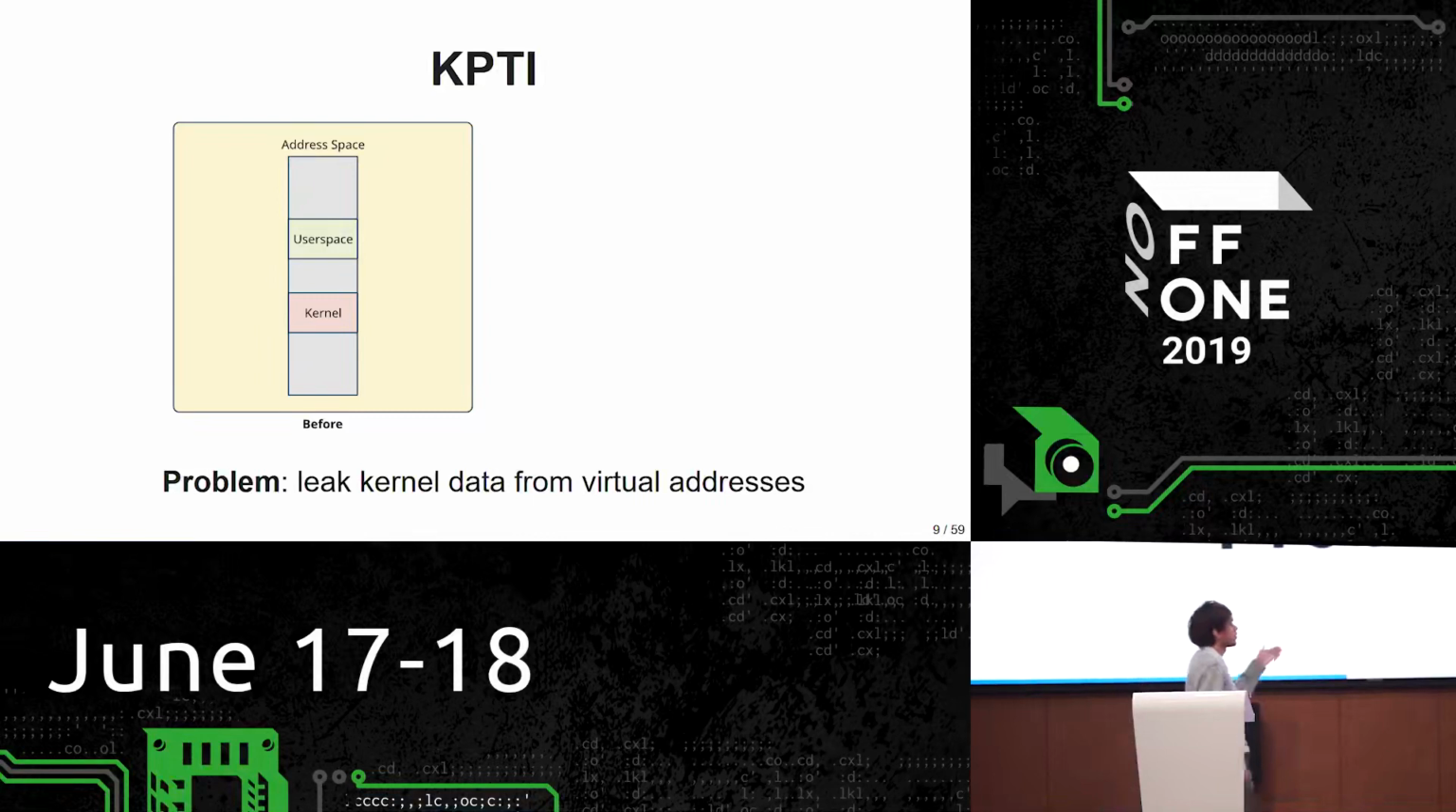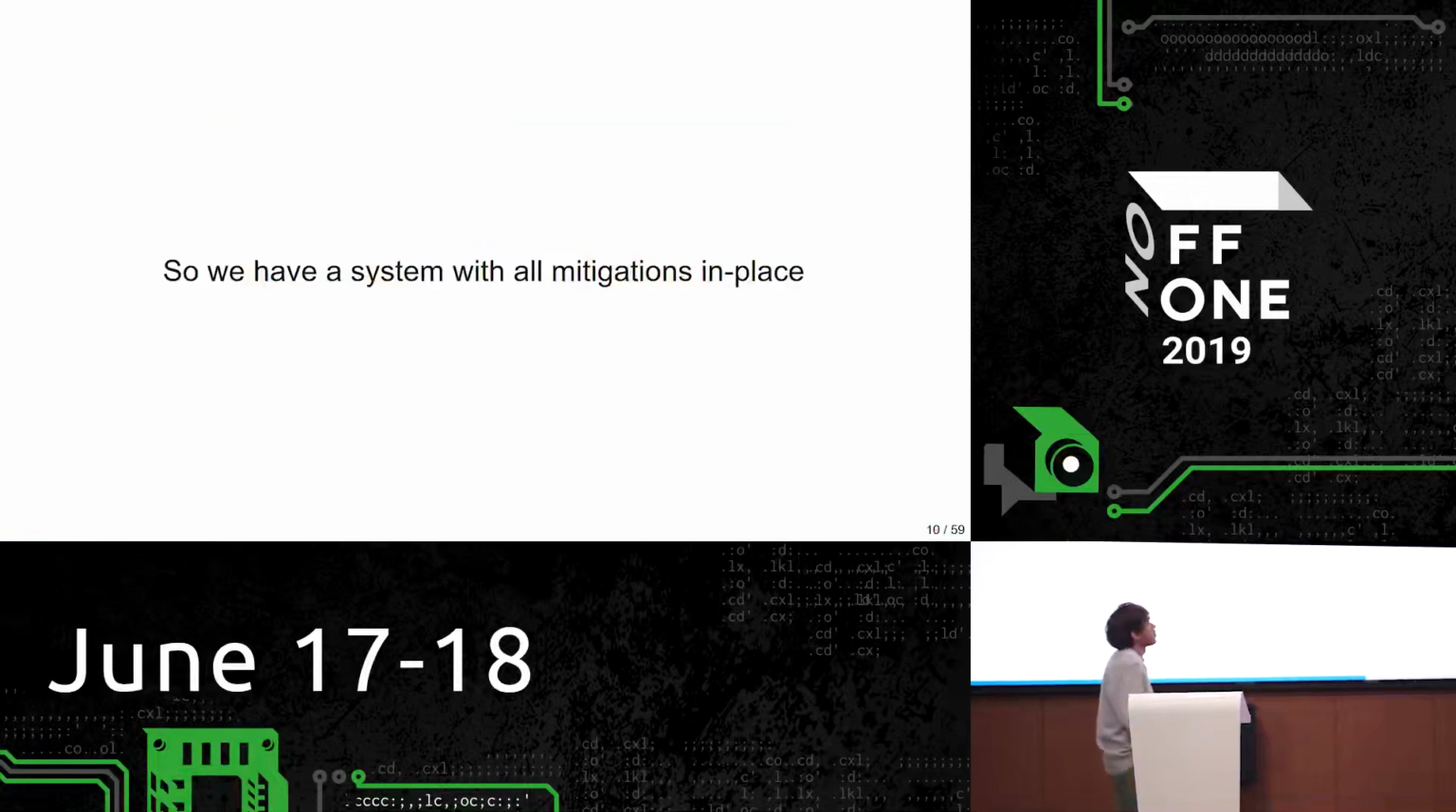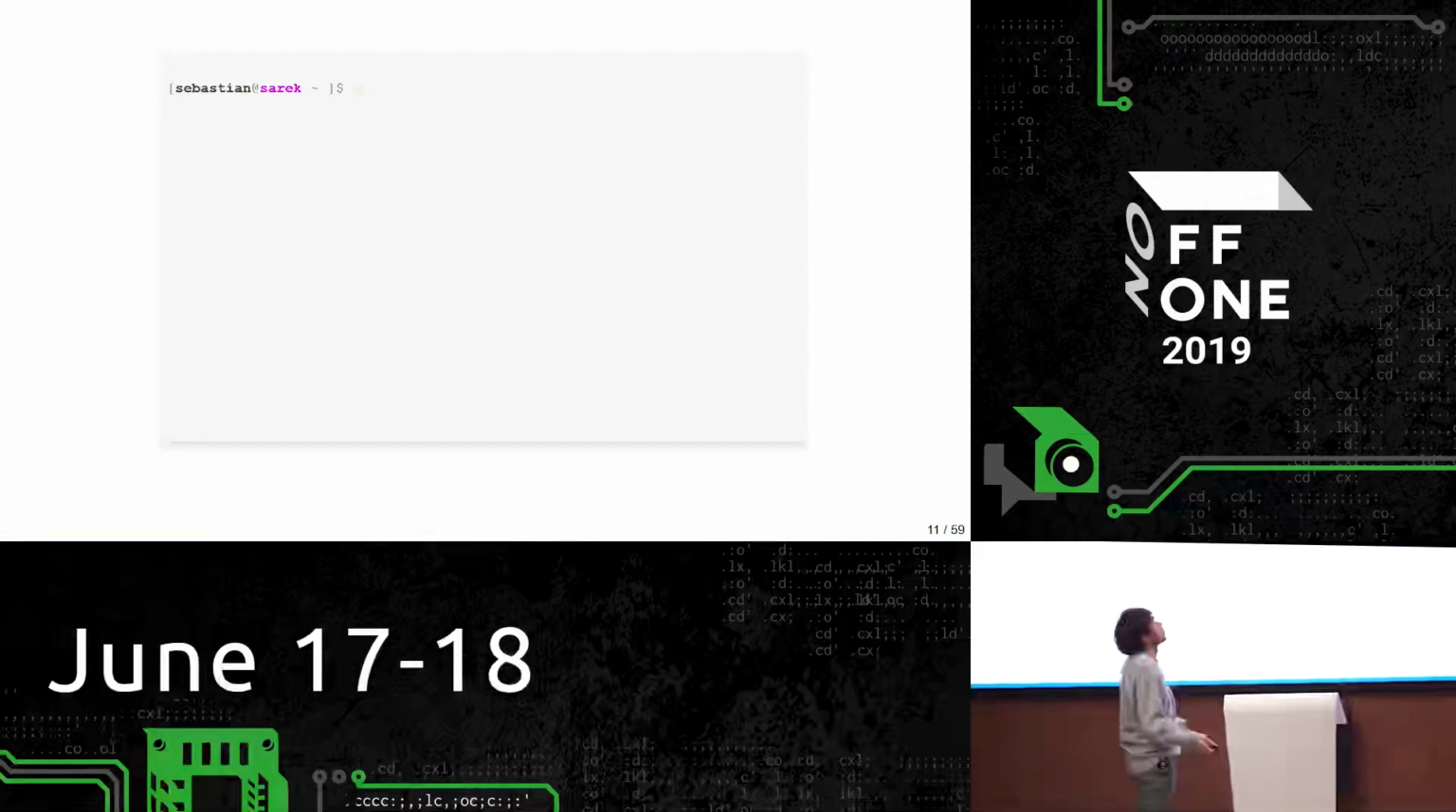And the problem with Meltdown is that you can leak kernel data just by accessing virtual addresses speculatively. So what's the solution? You introduce two address spaces, one without the kernel and one with the kernel. Once you're in user mode, you don't have any access to the kernel addresses. So now we have a system with all the mitigations in place, which looks like this.